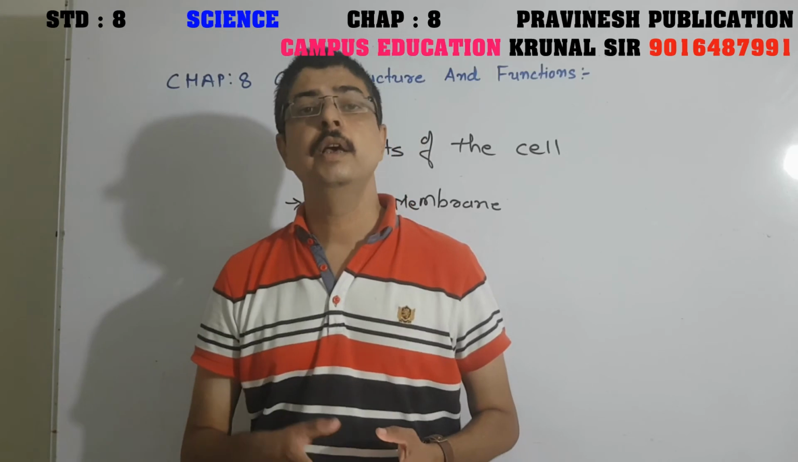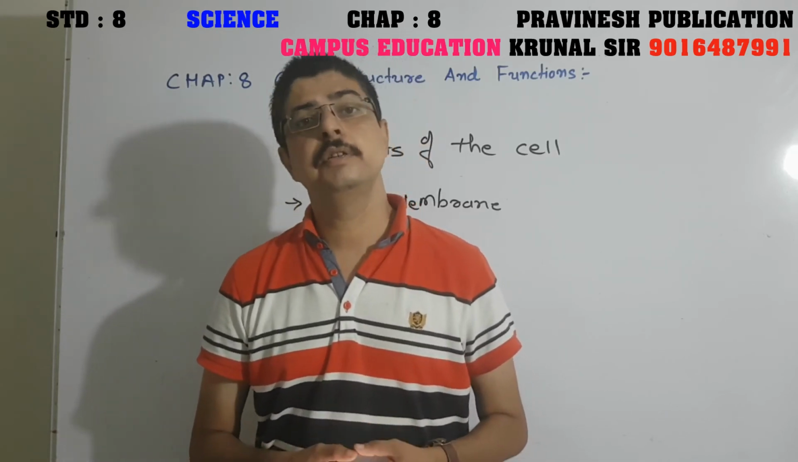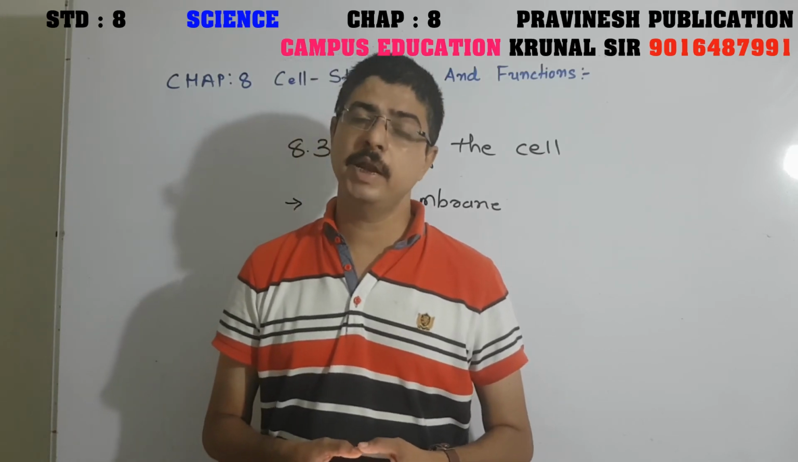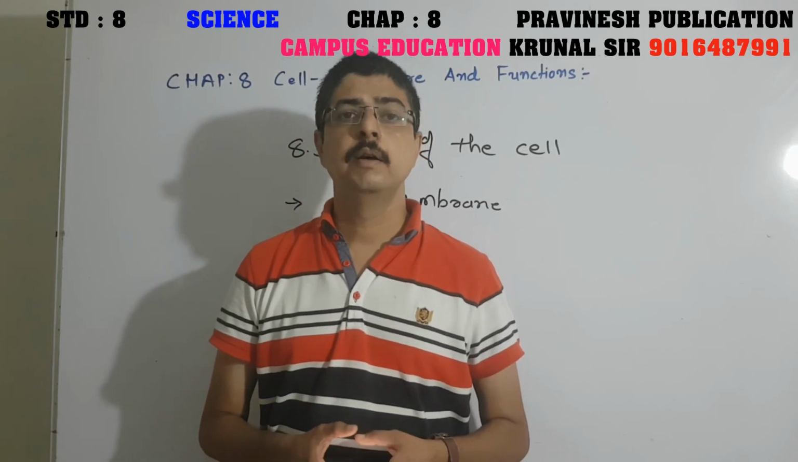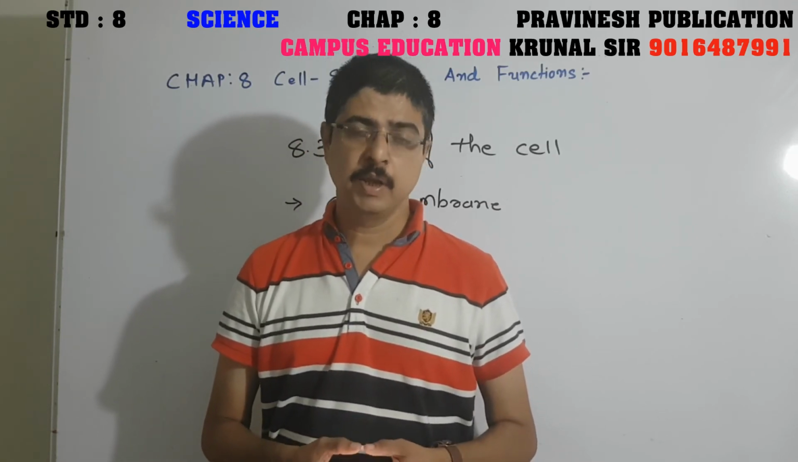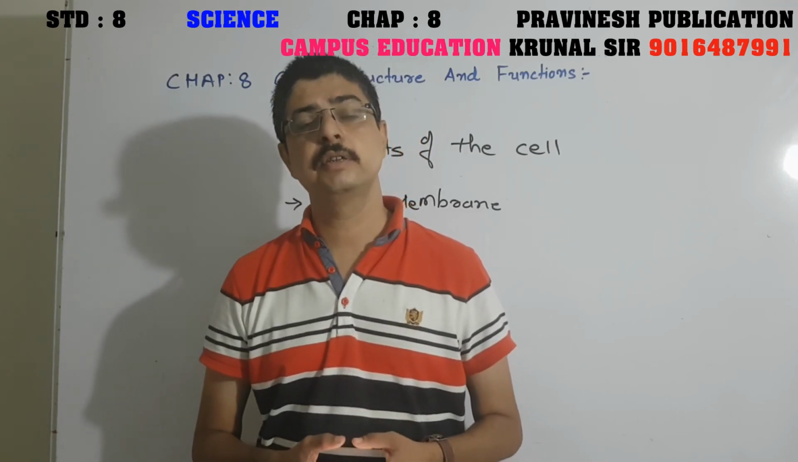On the other hand, eukaryotic cells have membrane-bound organelles, they have a nuclear membrane, and they have many chromosomes present in the cell. Examples of prokaryotes are bacteria and blue-green algae, and examples of eukaryotes are humans, rats, elephants, etc.